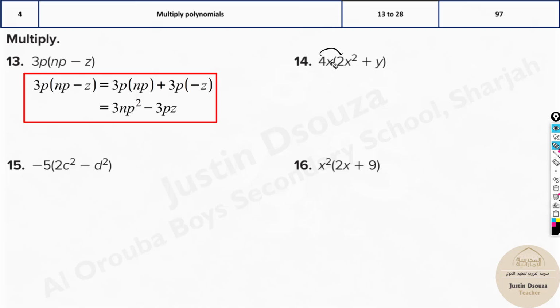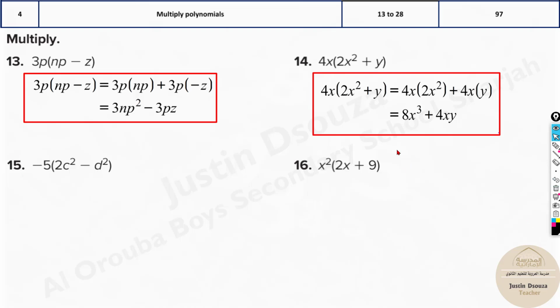Even over here, if there are two numbers, multiply the numbers first. 4 times 2 is 8, x and x squared is x cubed. Plus, this is the sign, 4x and y. That is the answer. Isn't it very easy?